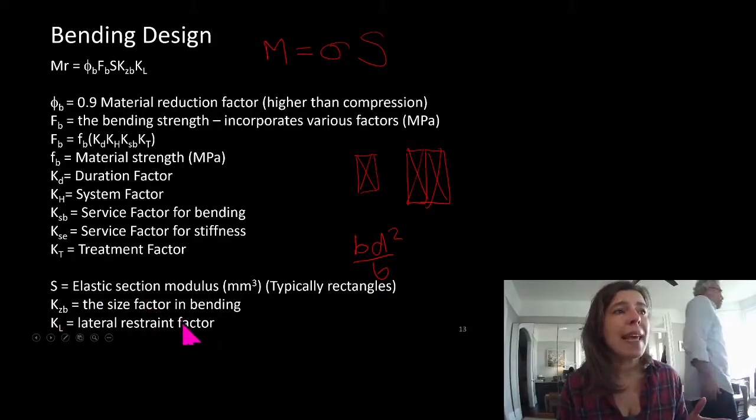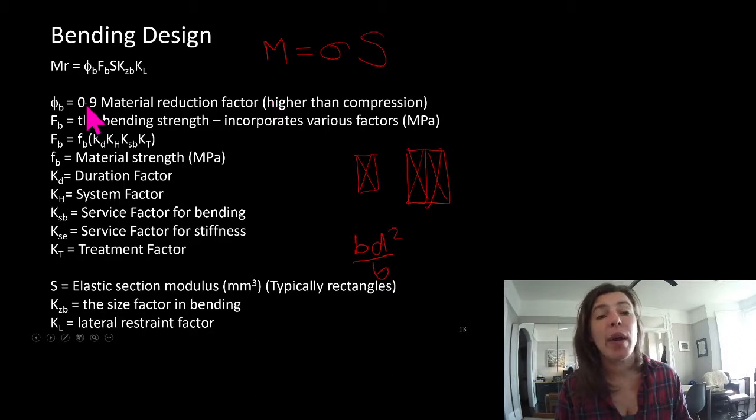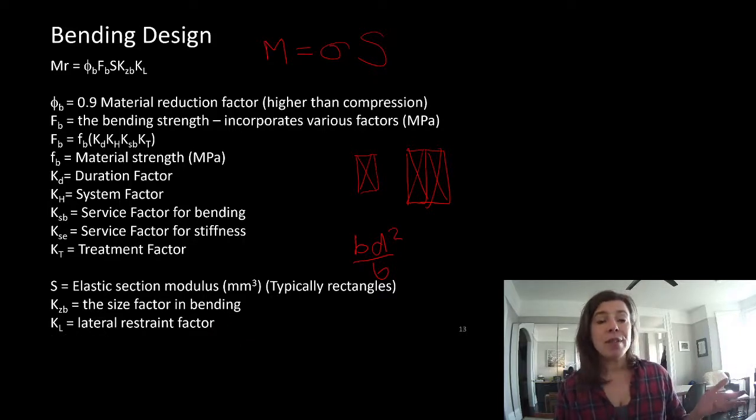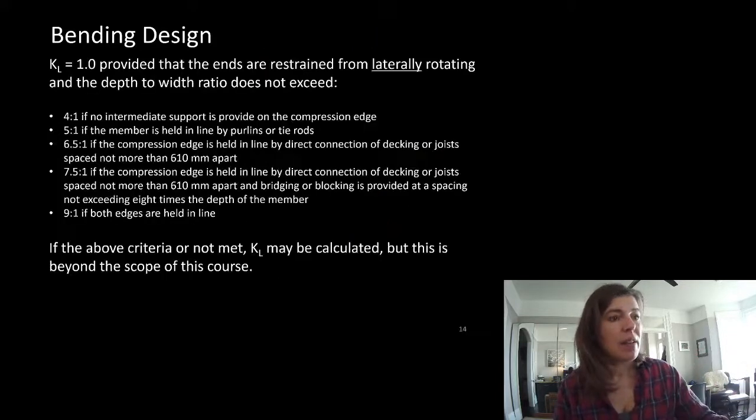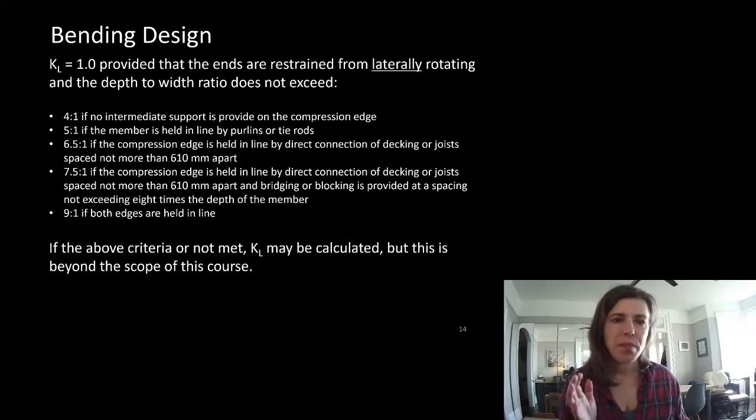And so the only thing now we don't know in any of this, well, the material reduction factor is 0.9 in bending, so similar to what we had in steel. The only thing we don't know is this lateral restraint factor. Everything else we have been able to look up. We did the exact same thing in our compression equations. So the lateral restraint factor is a little bit easier in wood.